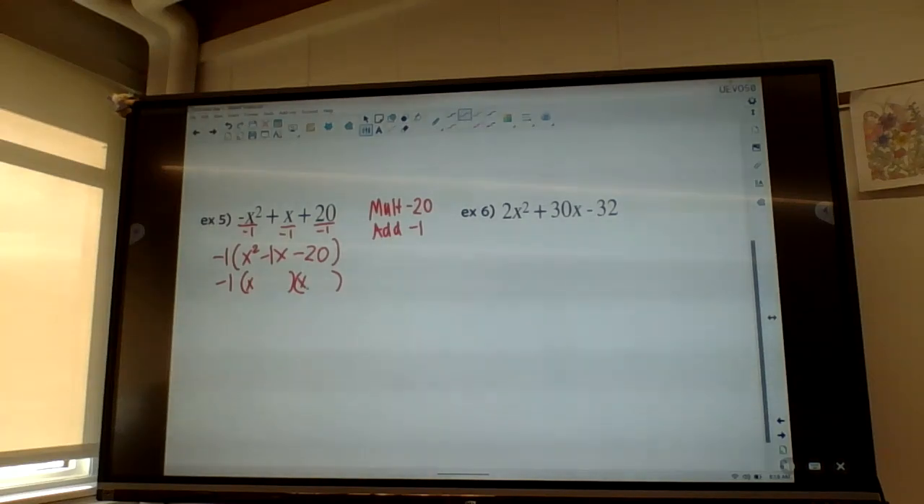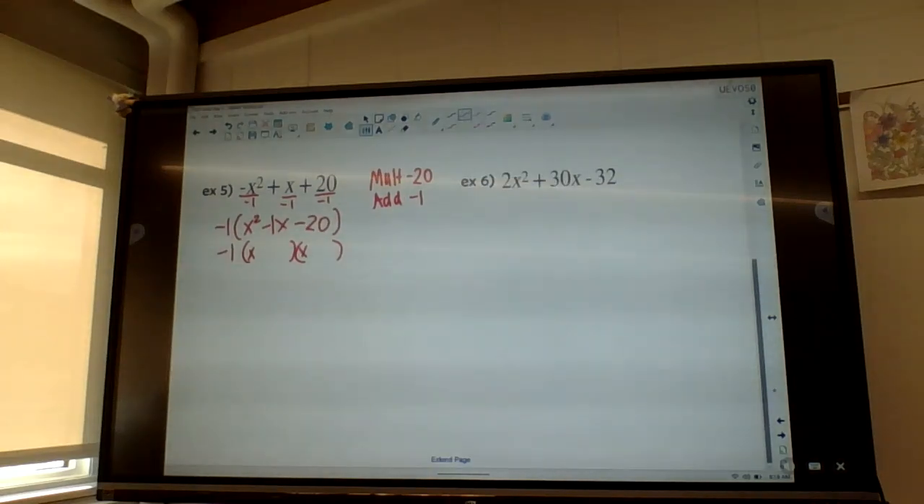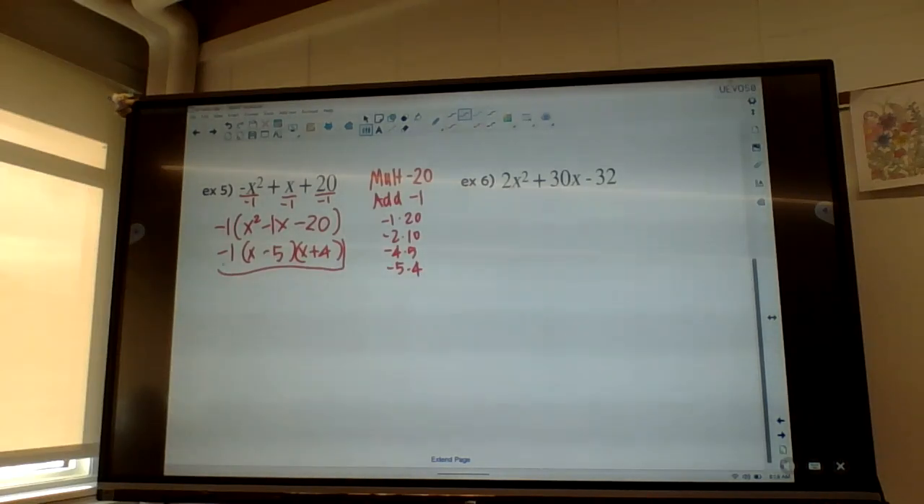So we have x and x. We want to multiply to negative 20, add to negative 1. So negative 1 and 20, I'm making my list here. And then I realize when I flip them, that the negative 5 and positive 4 is the one that works to get that negative 1 there. Okay.